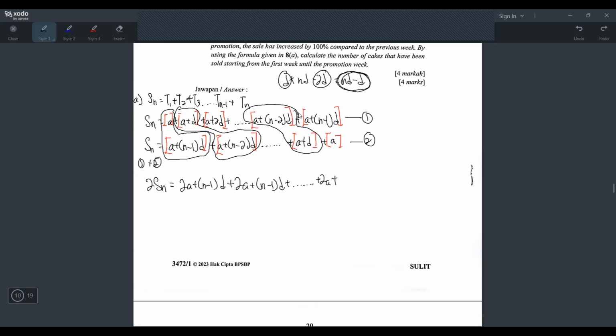And then what is n minus 2d plus d? Okay, what happens when you expand this? You will get nd minus 2d, right? And then plus d. And then what happens here? You will get nd, negative 2d plus d. Negative 2 plus 1 is negative 1. So this is the answer.